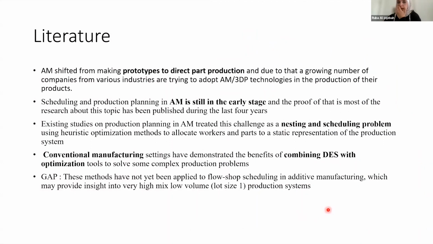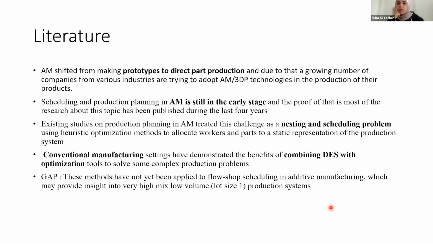In the literature, AM has started shifting from producing prototypes to direct production. There are now companies trying to adopt additive manufacturing and 3D printers in the production of their products, and scheduling and production planning in AM are still in early stages. Most of the published work has been published in the last four years, so it's still an early stage. The application of this approach will help a lot in planning for increasing the size of the facility of additive manufacturing.